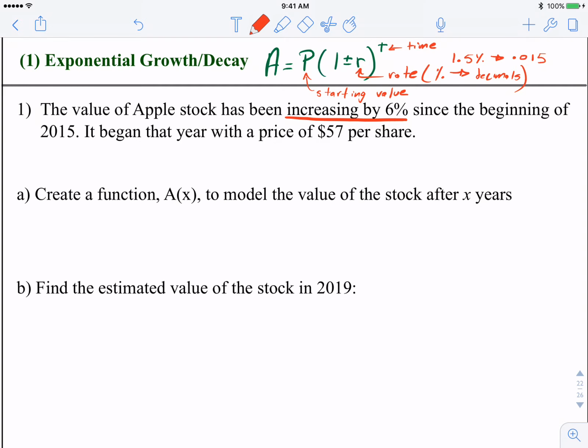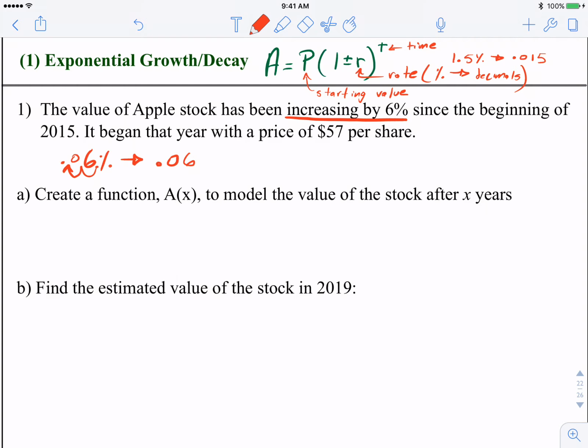So the first thing, I'm going to do some behind the scenes work here. 6%, I see. I want to write that as 0.06 right away. Again, that's 2 decimals over to the left when we convert a percent into a regular decimal number.